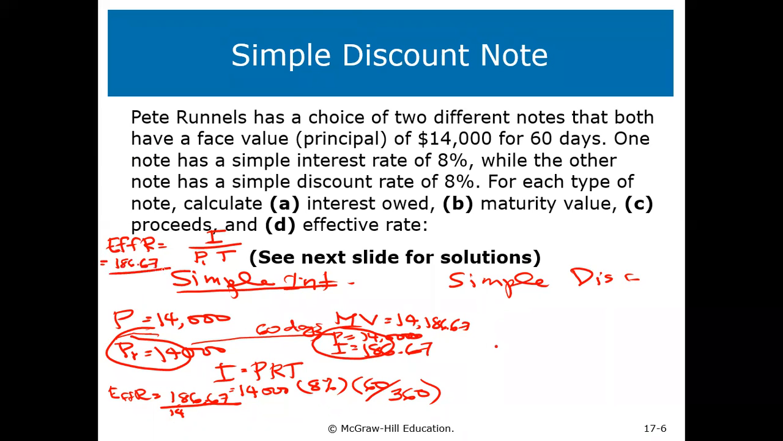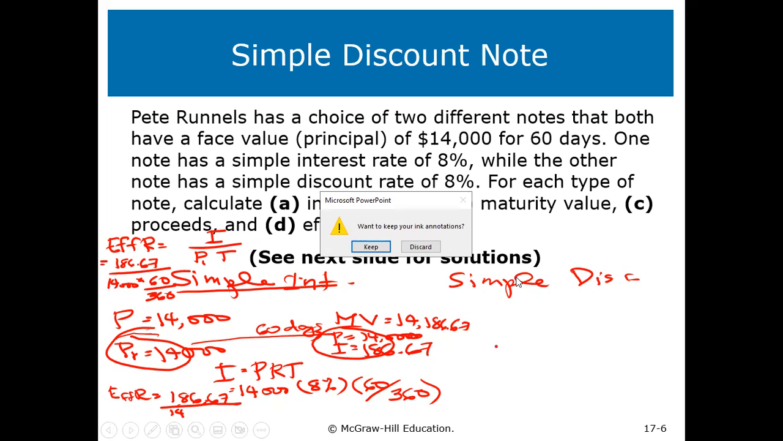So 186.67 divided by 14,000 multiplied by, what's your T? 60 over 360. Okay. Can somebody please compute for that? 186.67 divided by 14,000 divided by 1 over 6. Sir, 0.08 po. 0.08. Okay, good. You're correct, no? 8% or 0.08. Okay, so what does that tell us?